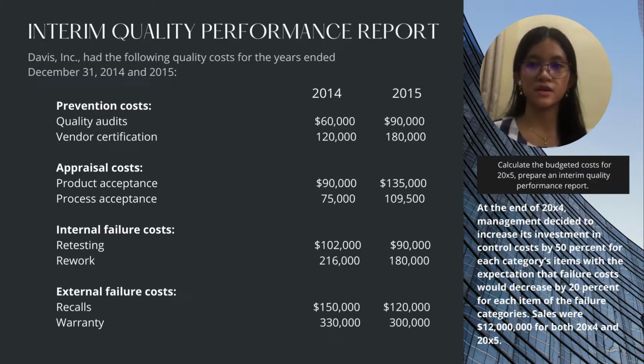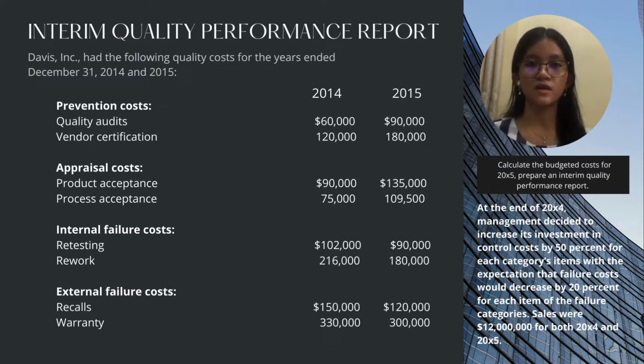109,500. For internal failure costs, we have retesting, 102,000 for 2014 and 90,000 for 2015. For rework, we have 116,000 for 2014 and 180,000 for 2015. For external failure costs, recalls, we have 150,000 for 2014 and 120,000 for 2015. Warranty, 330,000 and 300,000.